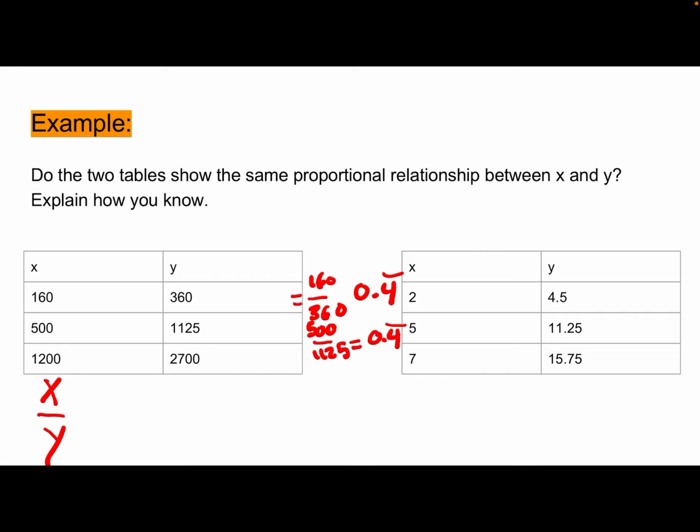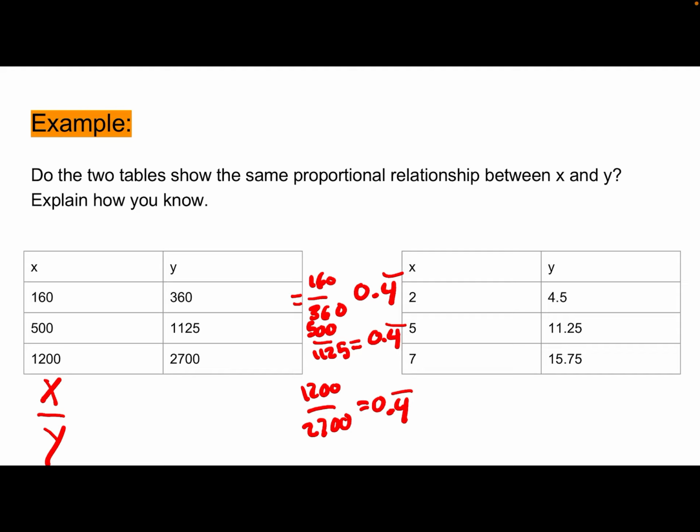All right, so this is off to a good start, right? Because we already have two ratios that are equivalent here. Lastly, we have 1,200 divided by 2,700, and that gives us, again, 0.4 repeating. Now let's look at our second table. We know that all of our values between x and y are proportional on this first table, but it wants us to compare these two tables.